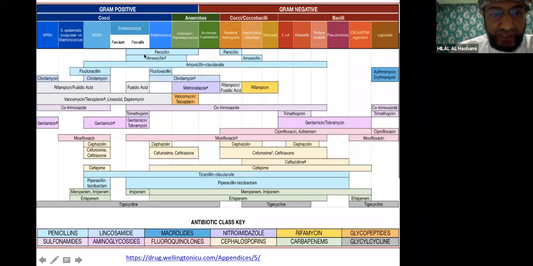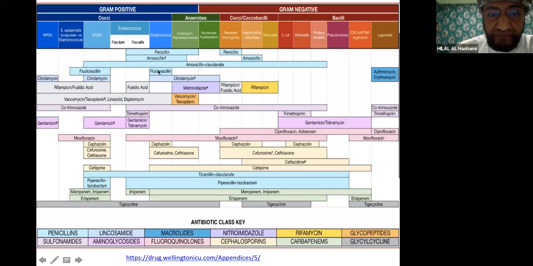Then the enterococcus: you have Enterococcus faecalis and faecium. Amoxicillin acts for faecalis, but augmentin works for both of them. Vancomycin also works for these, in addition to other agents that are reserved for resistant gram-positives, like daptomycin and teicoplanin. For streptococcus, penicillin and ampicillin are the drugs of choice.